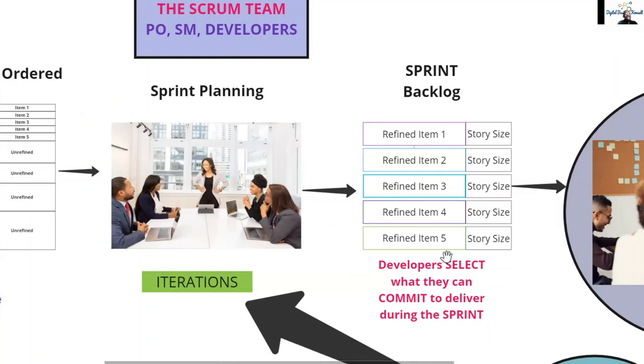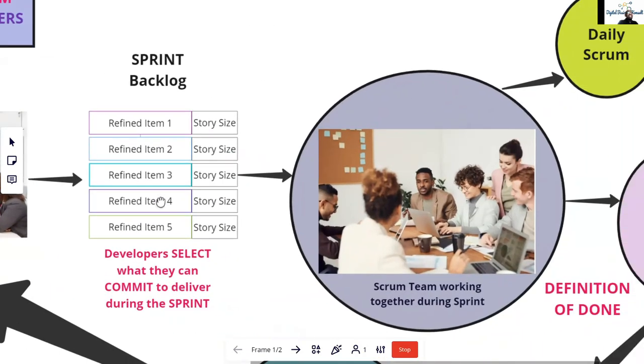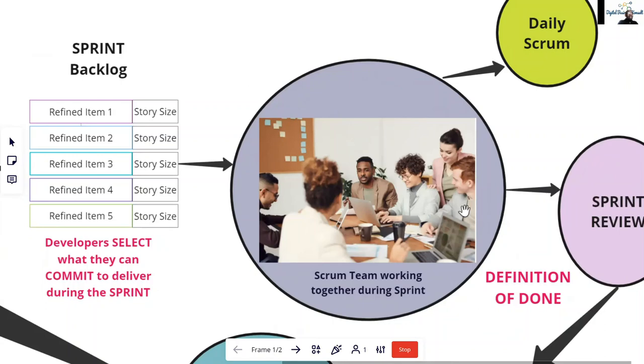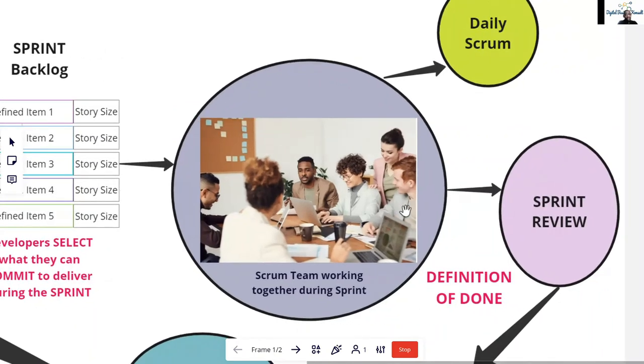And that's where our availability, our capability, our dependency across teams will play a part. The risk will play a part. And so when we select what we've selected, then the team will be working together during the sprint. And when the team is working together during the sprint, what do we see?